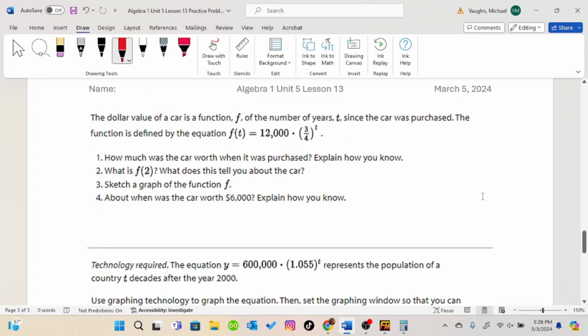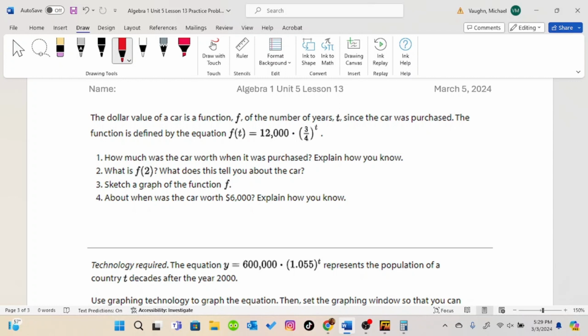The dollar value of a car is a function f of the number of years t since the car was purchased. The function is defined by the equation f of t equals 12,000 times 3 over 4 to the power of t. Number 1. How much was the car worth when it was purchased? Explain how you know.